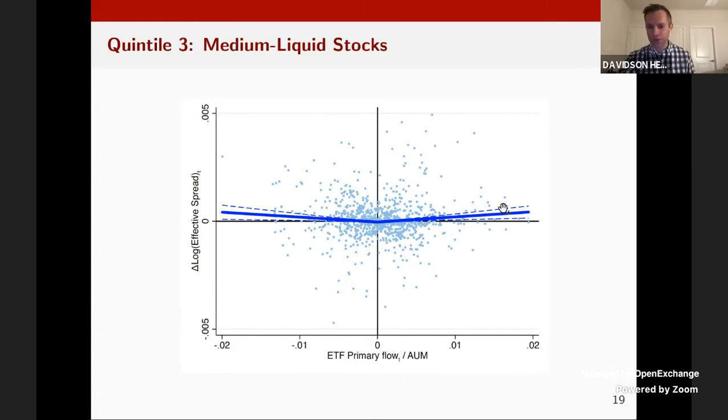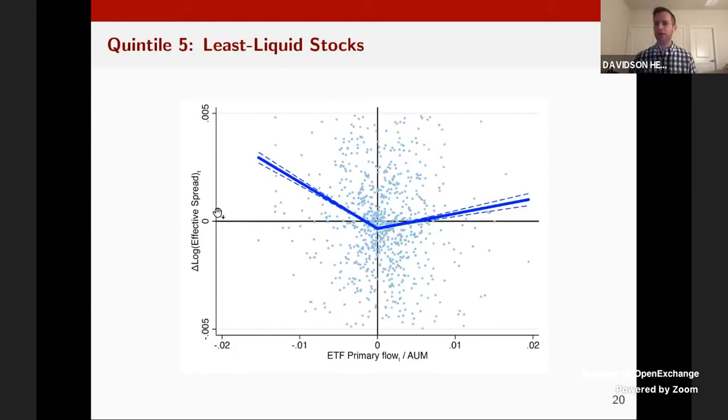You can see that there was this small but clear and significant relationship of wider effective spreads, that is to say worse liquidity, in the medium liquid stocks. And in the fifth quintile of the least liquid stocks, allocated as of last month, you can see this very strong effect. And interestingly enough, it's stronger for redemptions relative to creations.